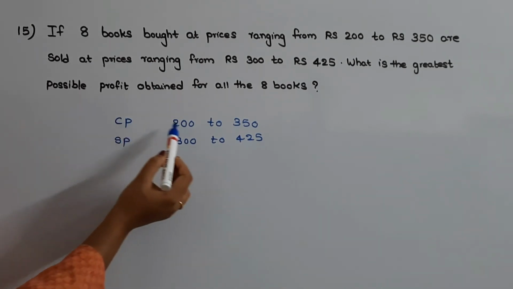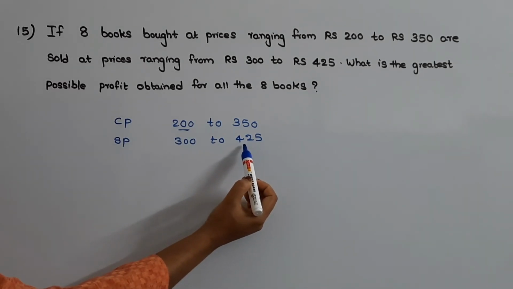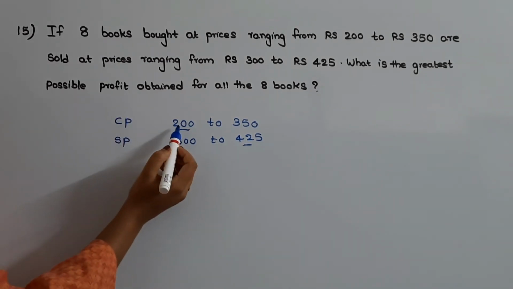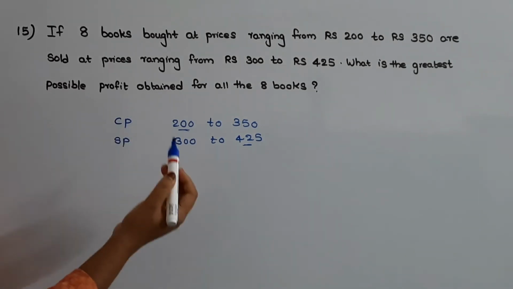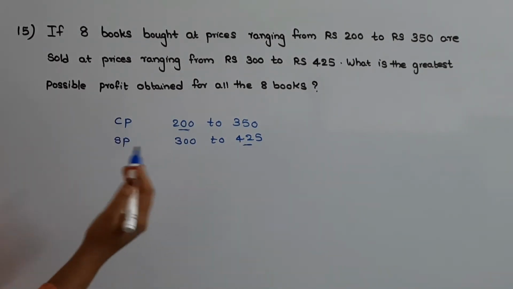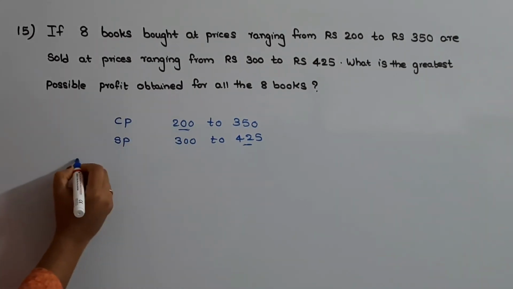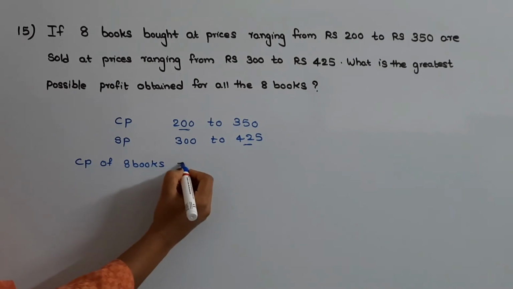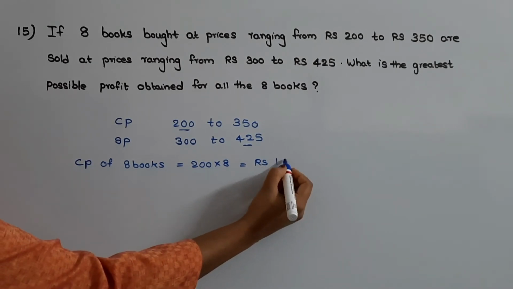Which is the least cost price? That is 200. And which is the highest selling price? That is 425. When all the 8 books are bought at the least cost price, that is 200, and all the 8 books are sold at the highest selling price, that is rupees 425, the person will get the maximum profit. If the cost price of one book is 200, then the cost price of 8 books will be 200 into 8, that is rupees 1600.